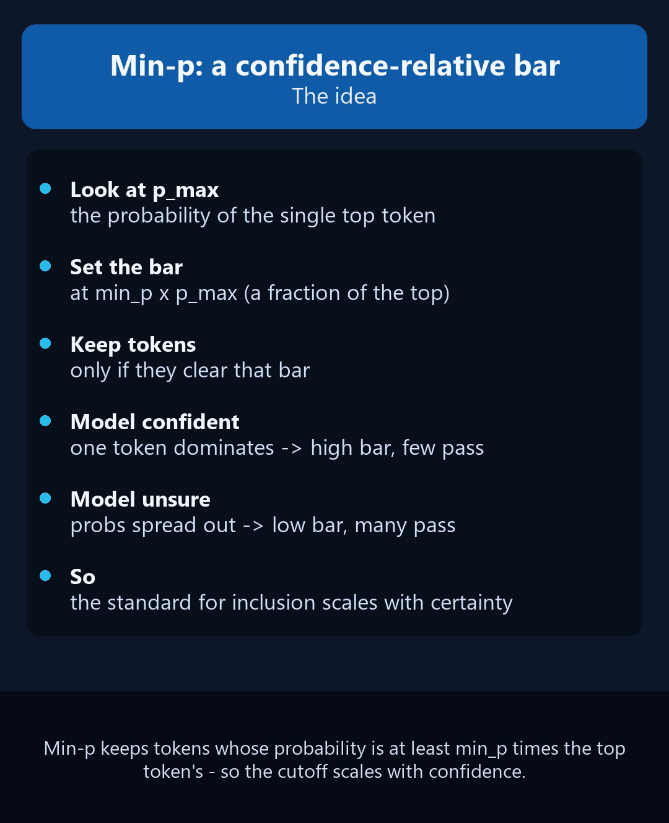It looks at Pmax, the probability of the single most likely token, and sets the bar at MinP times Pmax. Only tokens at least that likely survive. When the model is confident and one token dominates, the bar is high and few tokens pass. When the model is unsure and the probabilities are spread out, the bar drops and many more tokens qualify. The standard for inclusion scales with certainty.